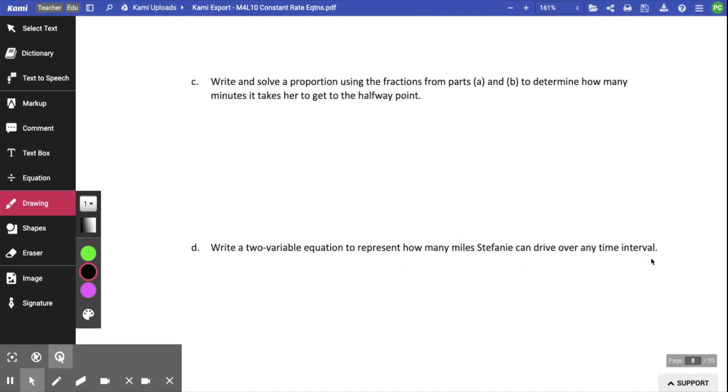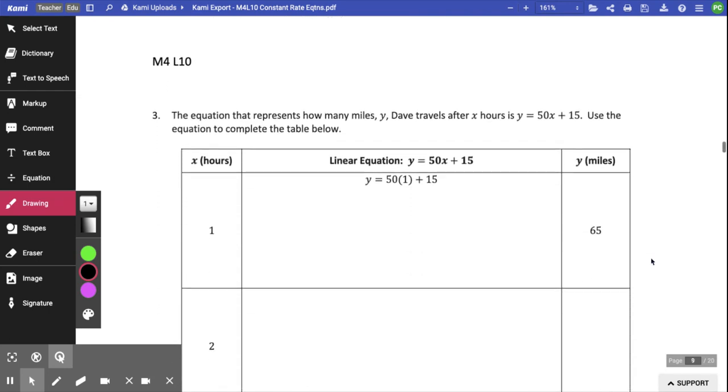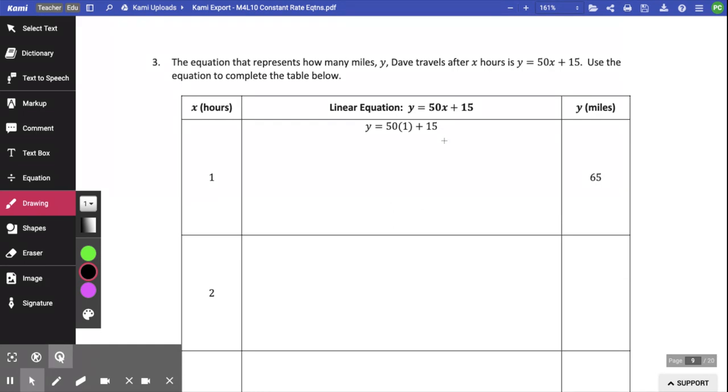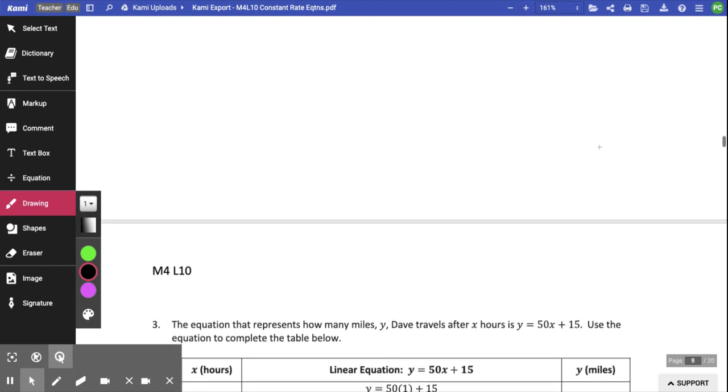Part D is what we really want to get to so that we can start to get to problems like this, where we have equations with 2 variables, y and x, and we can figure out, well, if they've been driving for a certain amount of hours, how many miles does that mean they've completed?